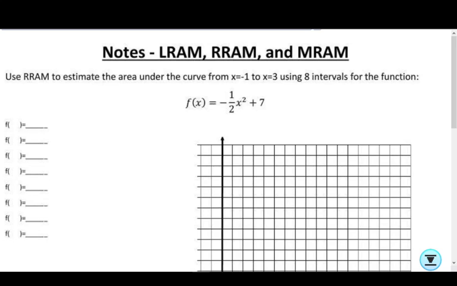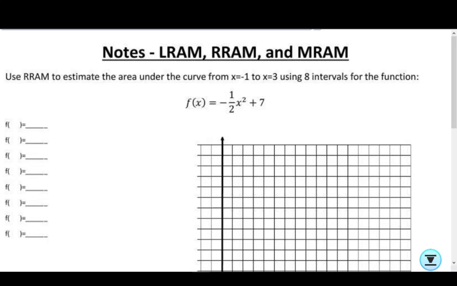So today we're going to be talking about the rectangular approximation method. There are three methods we use with rectangles: LRAM, RRAM, and MRAM, which are left side, right side, and midpoint. Depending on which one we use, it determines which side our rectangles will hit our curve at.